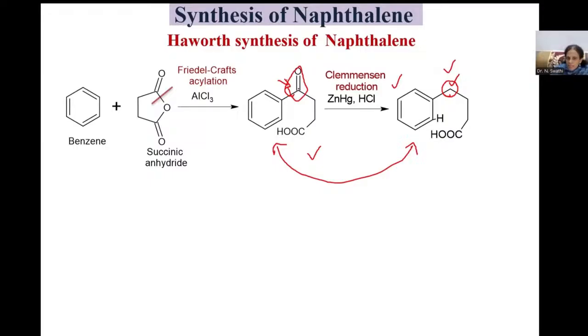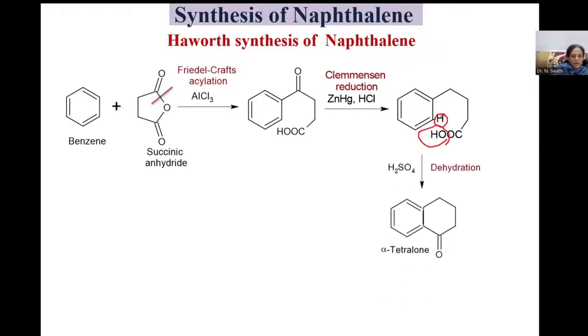The only difference is that CO is converted to a CH2 group. Such a reduction is known as Clemmensen reduction. We don't want this OH group either. This OH group, along with hydrogen, is removed in the form of a water molecule by treating the resulting compound with concentrated sulfuric acid.